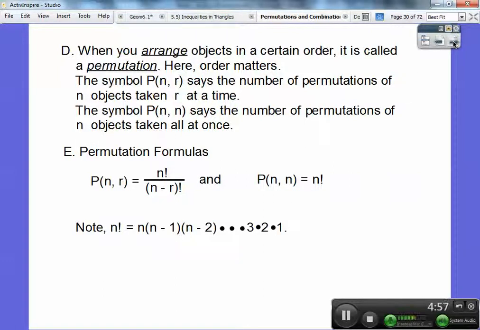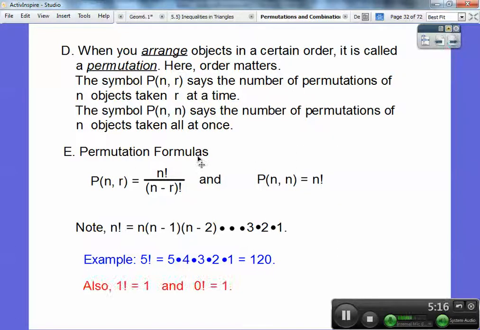So remember, n factorial is whatever that number is times 1 less than that, times 1 less than that, times 1 less than that, till you finally get down to 3 times 2 times 1. So for example, 5 factorial is 5 times 4 times 3 times 2 times 1, and that comes out to 120. When you run into 1 factorial or 0 factorial, those both equal 1. I'll show you why in a different video. It's just not enough time yet, especially for 0 factorial, but they both equal 1, okay?